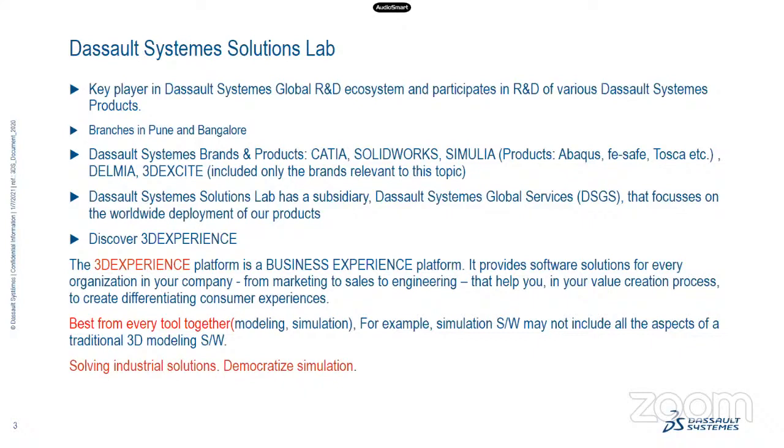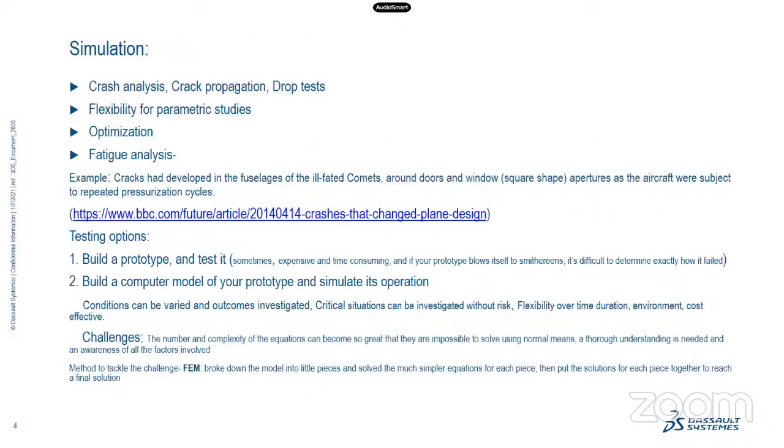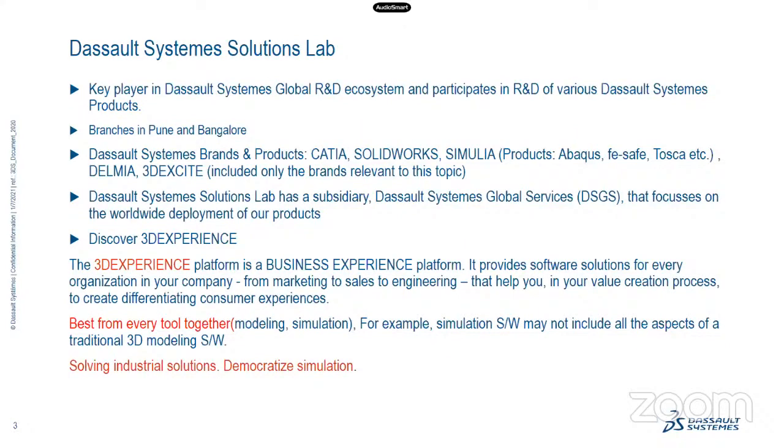So what is the advantage of that? If they want to change something, if they want to implement, they can use the same solution. They only need to change the parameters and repeat the analysis at their end. So that is about democratizing the solution and solving industrial problems. That's about Dassault Systèmes Solutions Lab. I am basically working as a customer support manager for Abacus and FeSafe products.